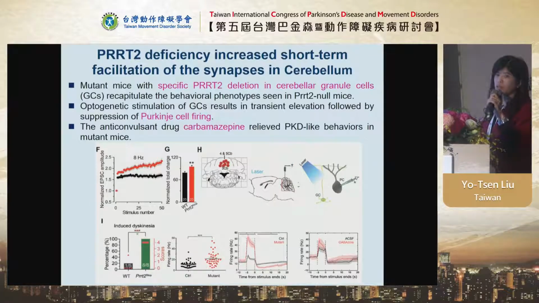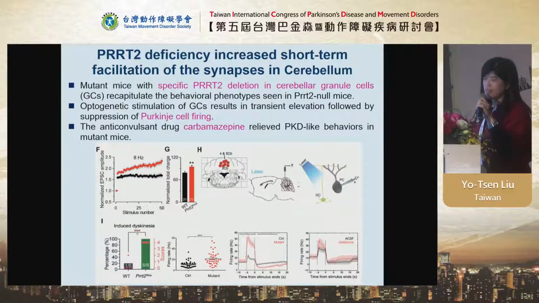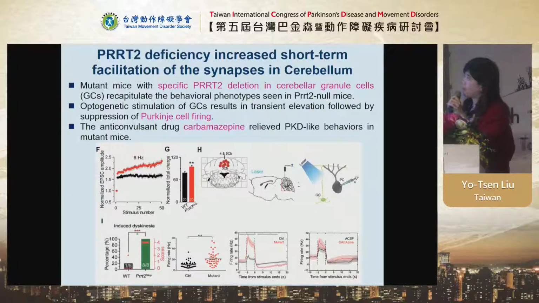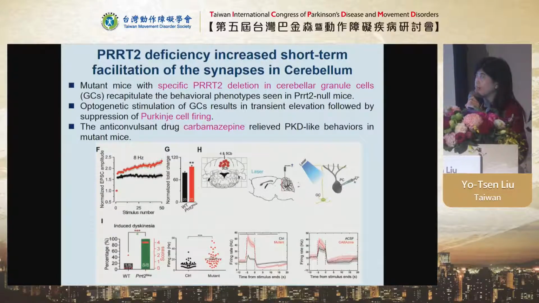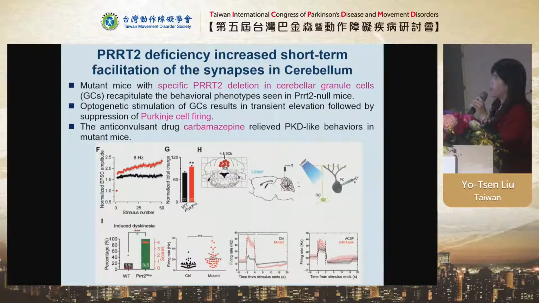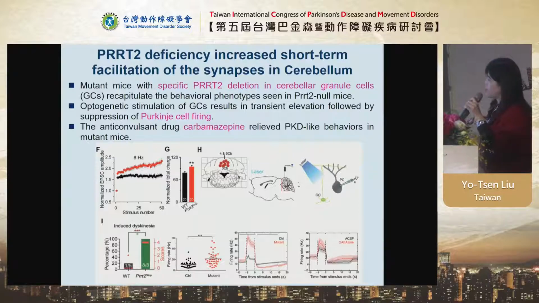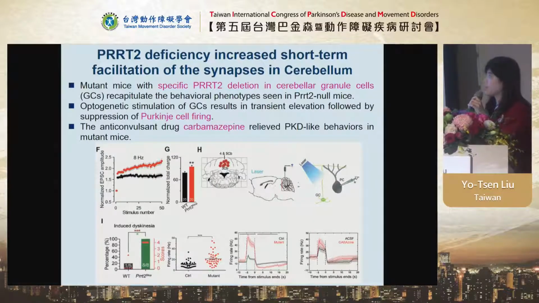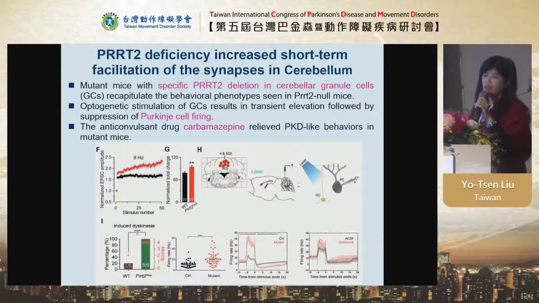And then they tried selective PRRT2 deletion in different brain regions. They found that a specific PRRT2 deletion in the cerebellar granule cells perfectly captured the phenotype we see in humans. And they did optogenetic stimulation of the granule cells in the cerebellum and found a transient increase and then suppression of Purkinje cell firing. When they treated the mouse with carbamazepine, the attacks were relieved and the abnormal firing disappeared.